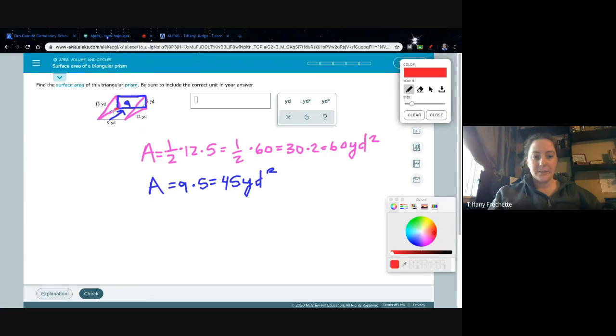So now let's look at the bottom rectangle here. So the bottom of the ramp itself. So now we have a length of 9 and a width of 12. So area equals 9 times 12. So we get, what do we get there? 108, I believe. I'm going to check really quick just to make sure I didn't multiply wrong. It's 12. Yep, 108. Yards squared.